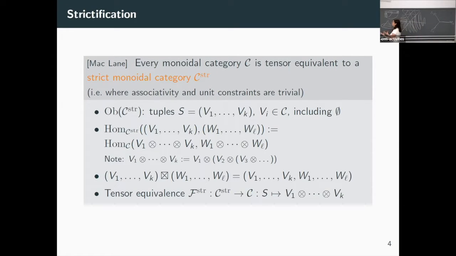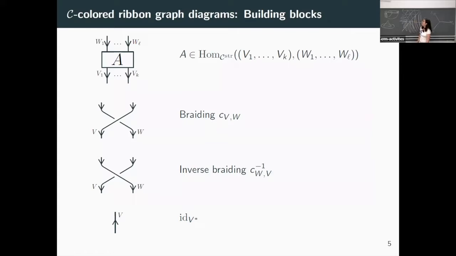we'll denote by F strict this tensor equivalence that we have. It's basically sending tuples to the corresponding multifold tensor products. Essentially, nothing is going on there. You don't actually do something spectacular when moving from monoidal categories to strictified monoidal categories, but it's really in the graphical calculus that these things will become important. So then what are the building blocks for our graphical calculus?